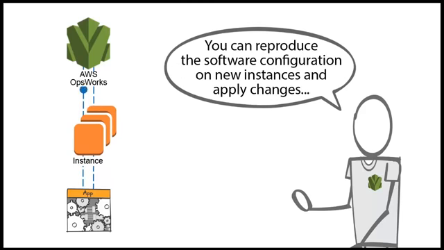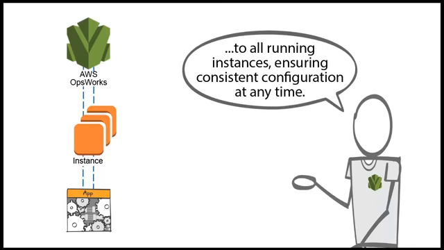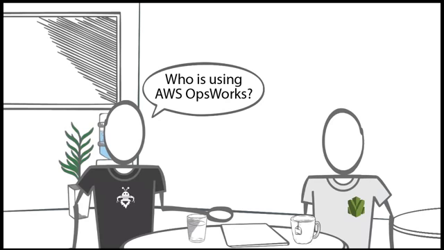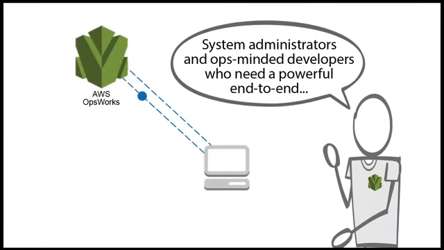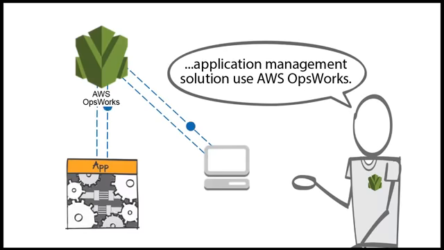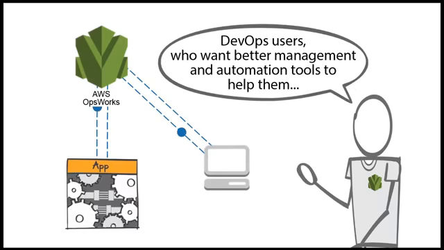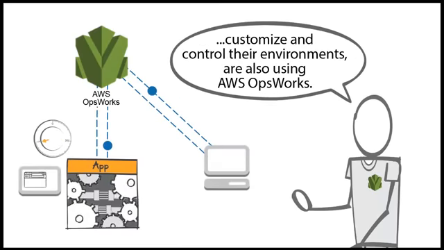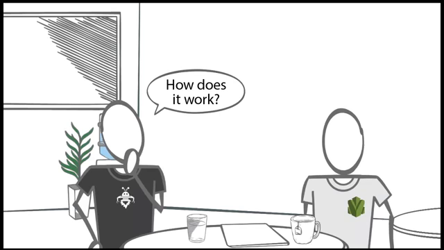You can reproduce the software configuration on new instances and apply changes to all running instances, ensuring consistent configuration at any time. Who is using AWS OpsWorks? System administrators and ops-minded developers who need a powerful end-to-end application management solution use AWS OpsWorks. DevOps users who want better management and automation tools to help them customize and control their environments are also using AWS OpsWorks.